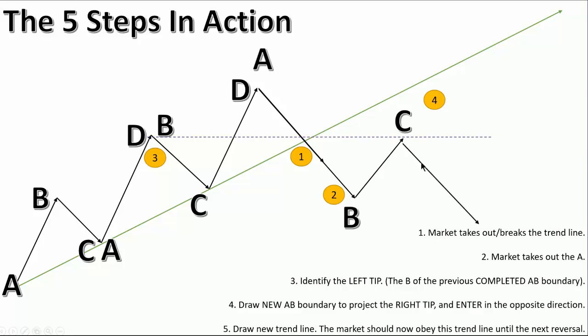Once the market goes ahead and fulfills that A, B, C, D, I'll have my new trend on the way. We can move on to step number 5. I try to not really bang on too much about step number 5 because step number 5 is the easiest here. You're simply just going to be drawing a new trend line to accommodate for the new AB boundary. So you connect your new A to your new C. That's going to give you your new trend line.